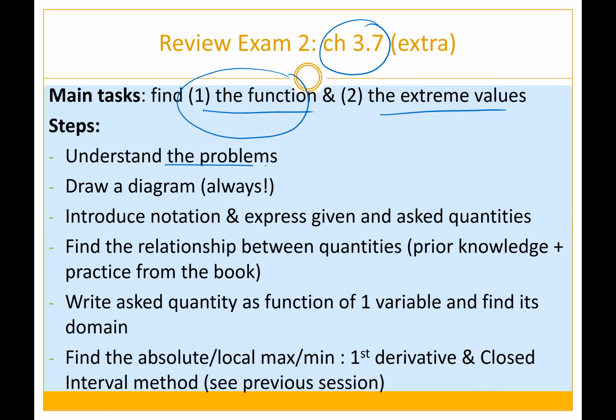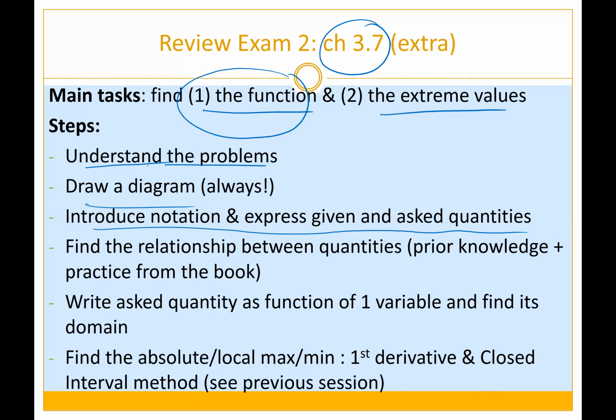The first step is to read the problem, understand it clearly, and draw a diagram. That always works. Most of the time, if I have no idea what to do with a question, I draw it out, figure out which quantities relate to something I know, and it's always helpful. Then introduce notation and express what is given and what is asked. That's when you introduce the quantities you know, not the relationship yet, such as height, base ratio, or surface area.